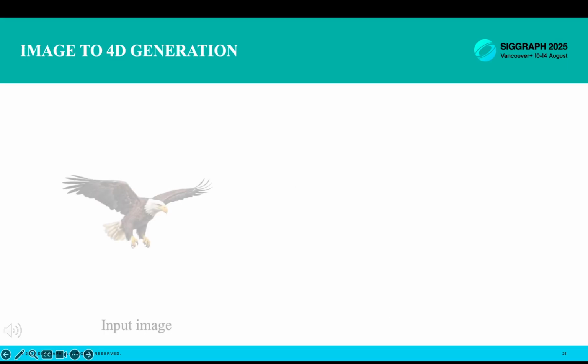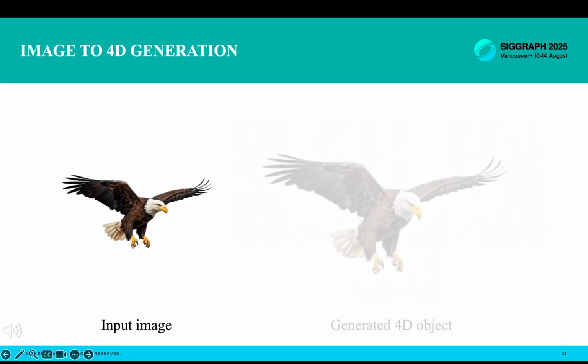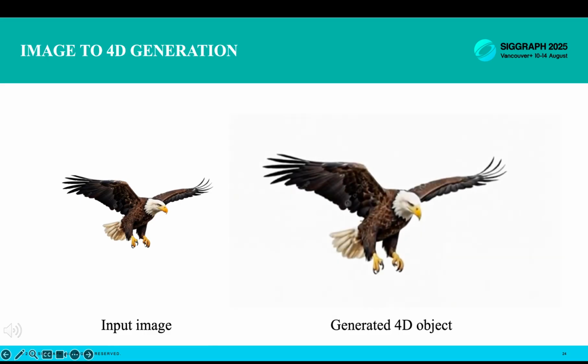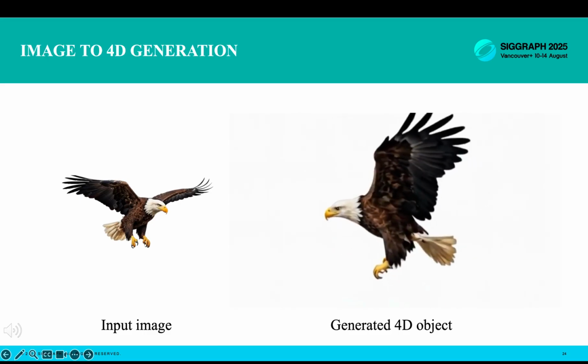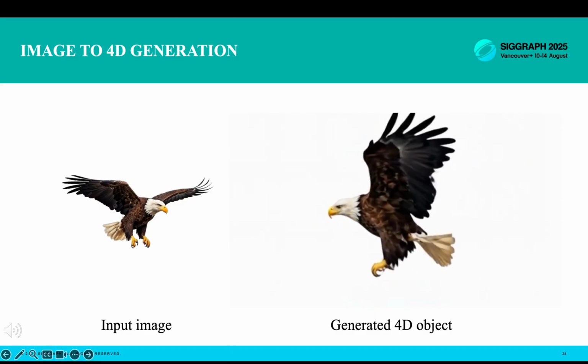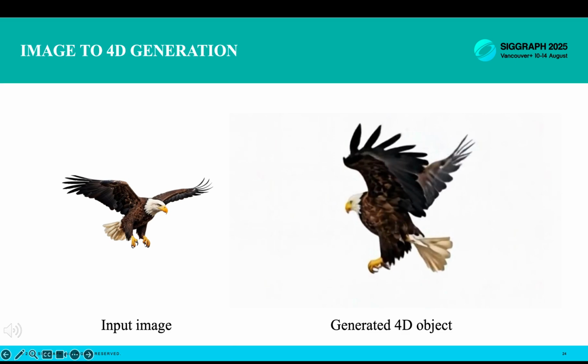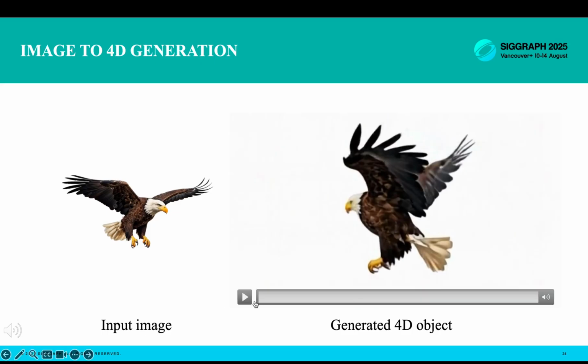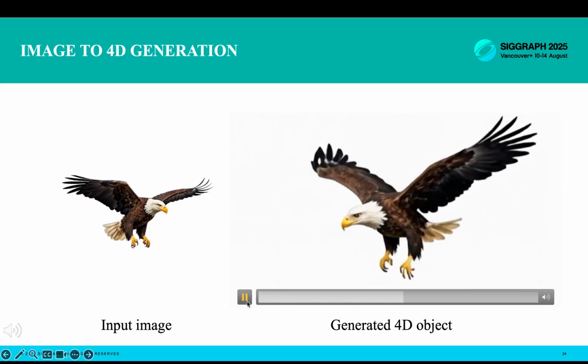The next two examples demonstrate 4D generation from a single image. With the help of a video diffusion model, we first generate a short video from the input image, and then follow our pipeline to generate the corresponding 4D object. Here we show results for an eagle and a fire-breathing dragon, which validate the effectiveness of our approach.